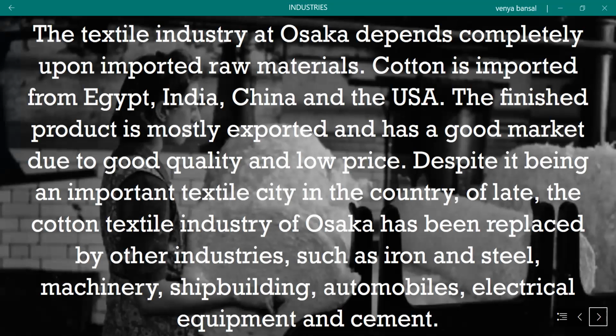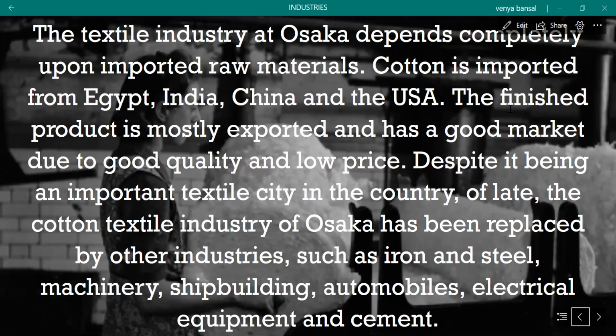Despite being an important textile city in the country, of late the cotton textile industry of Osaka has been replaced by other industries, such as iron and steel, machinery, shipbuilding and automobiles, electricity and equipment, and cement industries. So here we learned two things: the cotton textile industry set up in our country, which is there now too, was established because cotton is a major crop grown over there in our country. That is why Ahmedabad has such a large scale cotton industry.